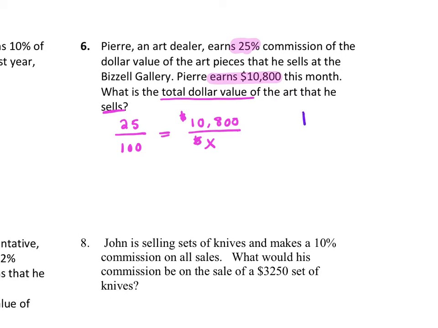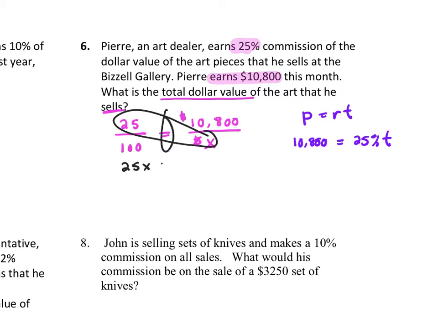If you chose to do the equation, part equals percentage rate times total, then we're actually given the part that Pierre makes, which is his commission, and we know his commission rate is 25%, but what we don't know is the total. So if you prefer to complete the equation, that's great. Just don't forget to change this, please, to a decimal. I'm going to continue now with this. I'm going to take 25 times x equals 100 times 10,800.